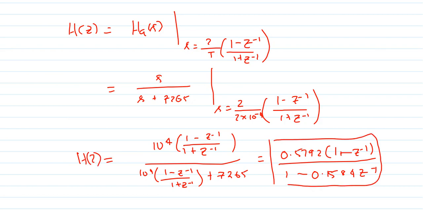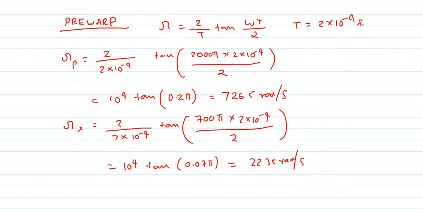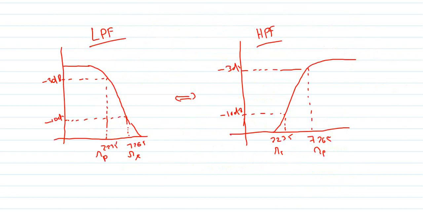So to design your high pass digital filter, what are the steps? Let's go back. From the question, FC (which is FP here), FS, alpha P and alpha S are given. First, you convert these frequencies into omega P and omega S in radians. Then you do the pre-warping, that is, you get the analog frequencies by pre-warping your digital frequencies. These are my desired high pass filter frequencies.